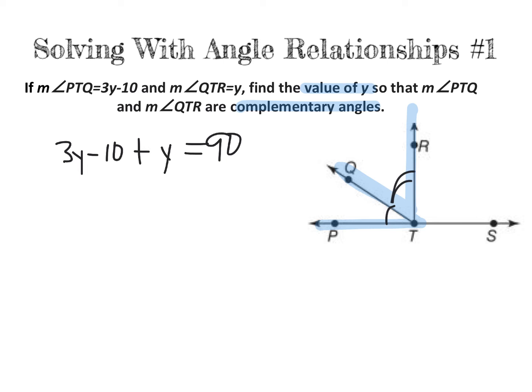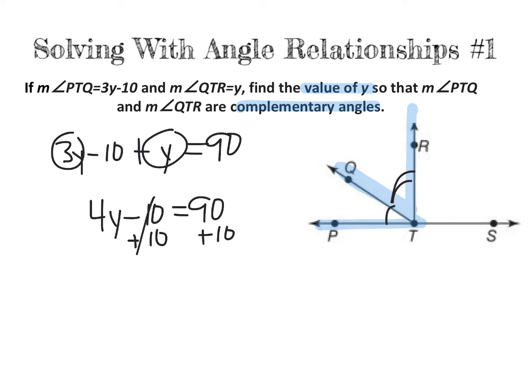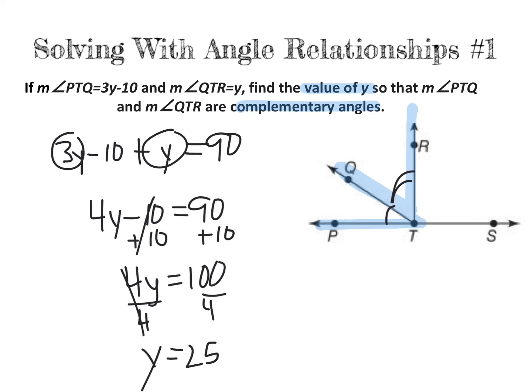And then we just solve for y. Combine like terms, we have 3y plus y. I can combine these because they're like terms. I have 4y minus 10 equals 90, and solve for y. So we move the 10 to the other side. We add 10 to do the opposite. 4y equals 100. Divide both sides by 4 to get rid of the 4 since you're multiplying, and y equals 25. The biggest thing here was, can you identify the relationship and what that means? If they're complementary, they add up to 90.